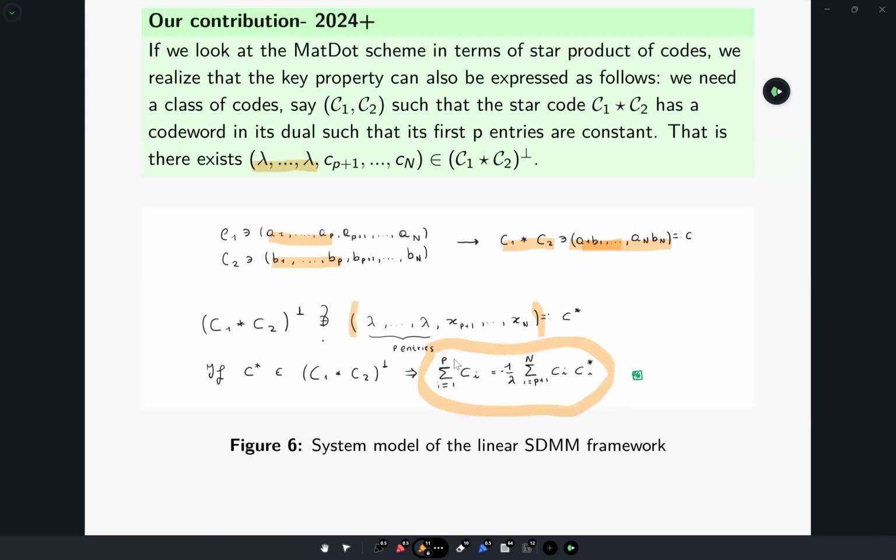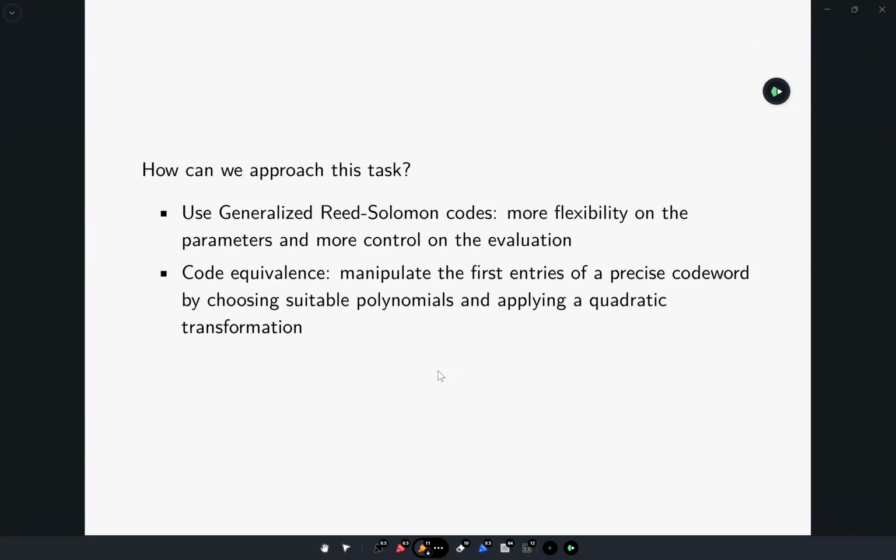We can retrieve the first P information by dividing by lambda. In fact, if we multiply by lambda here, then what happens is that we have the first lambda entries. So it's exactly the equation given by the dual code. And so how can we approach this task?